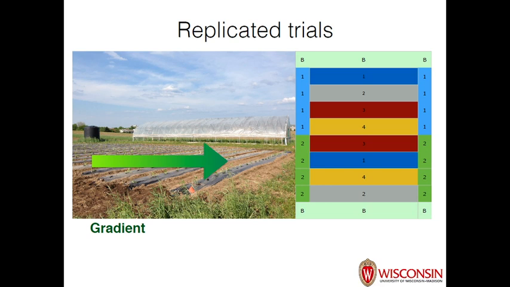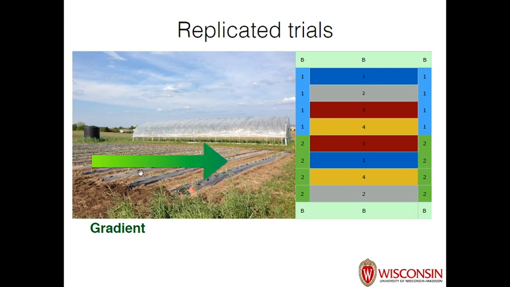So say you have a gradient across the field and you're trying to use replication to minimize the effect that that gradient would have on your results. You're a little worried that there might be greater fertility on the top end of the field than on the bottom end of the field. So this part is a little more fertile and this part seems to have plants that are not quite as robust. So rep 1 would be in the back of the field here, rep 2 would be in the front of the field here.